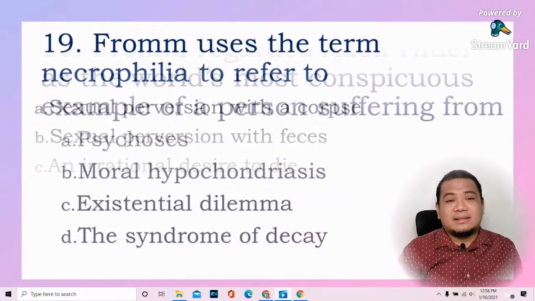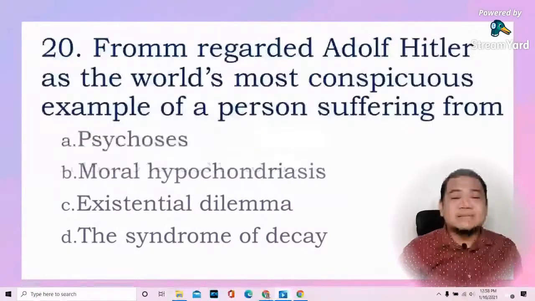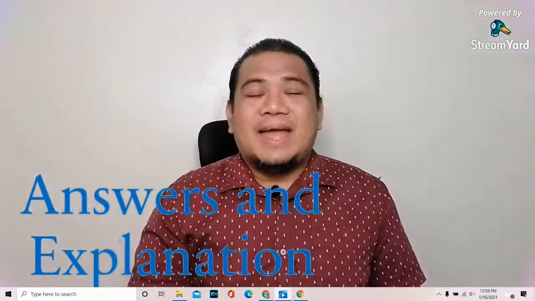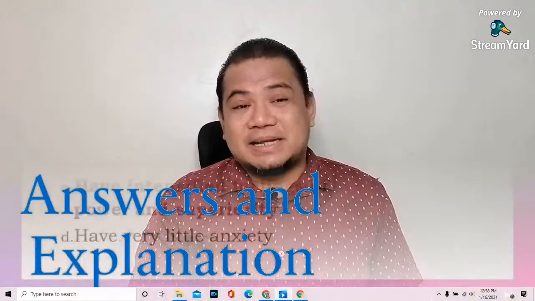And number 20. Fromm regarded Adolf Hitler as the world's most famous conspicuous example of a person suffering from A, psychosis, B, moral hypochondriasis, C, existential dilemma, or D, the syndrome of decay. And now for answers and explanation.